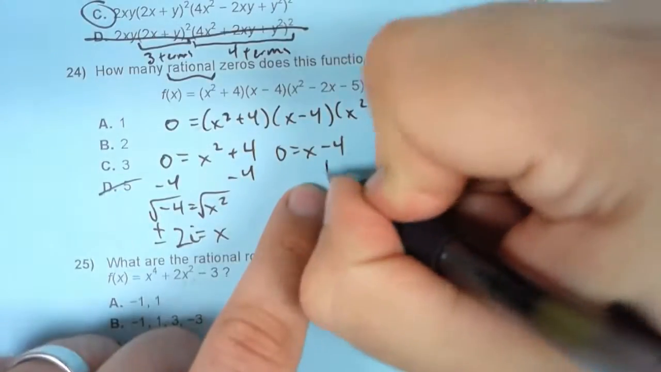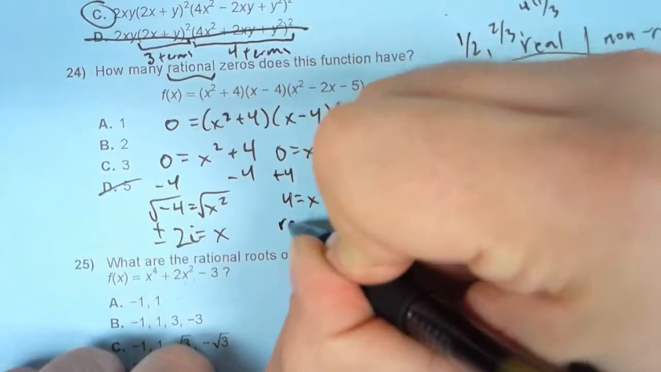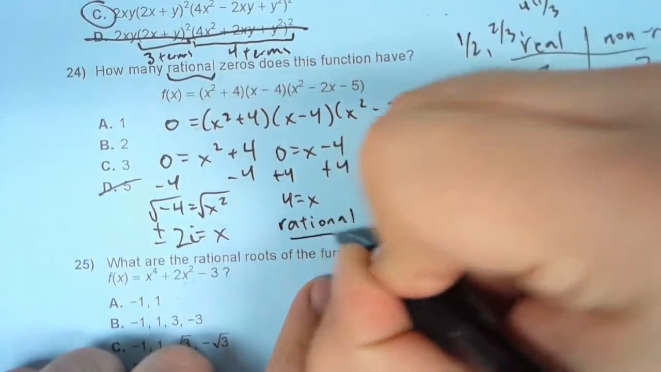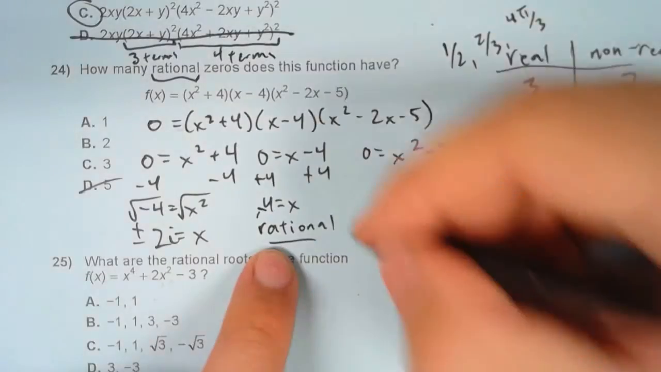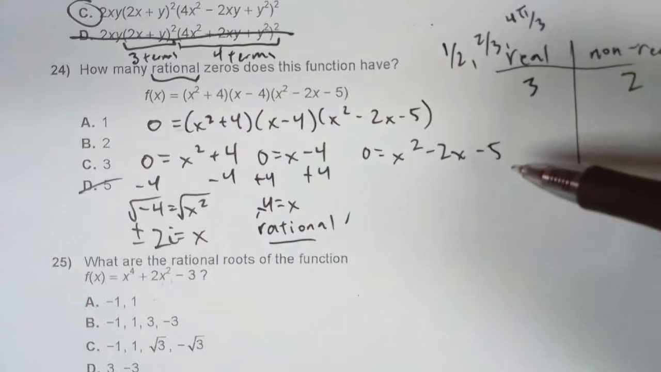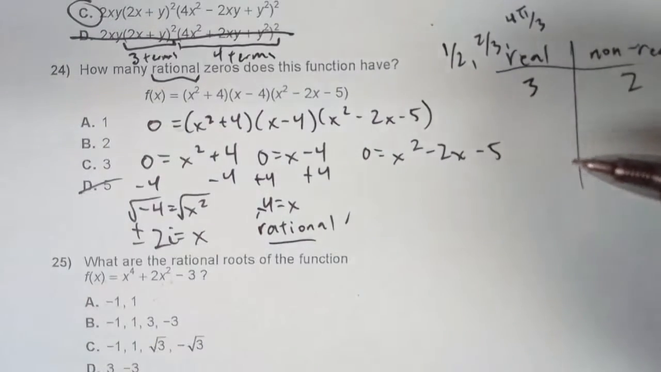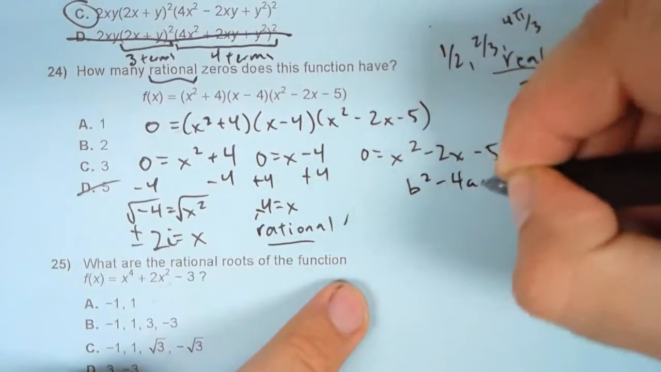Okay, let's add 4. So we get 4 equals x. That's real and rational because we can write 4 over 1. That's a fraction, so that gives us 1 real at least. Woohoo! So let's look at this last one. It still deals with the quadratic formula, negative b plus or minus the square root of b squared minus 4ac, all over 2a. So let's find the discriminant again and see if that tells us any information.